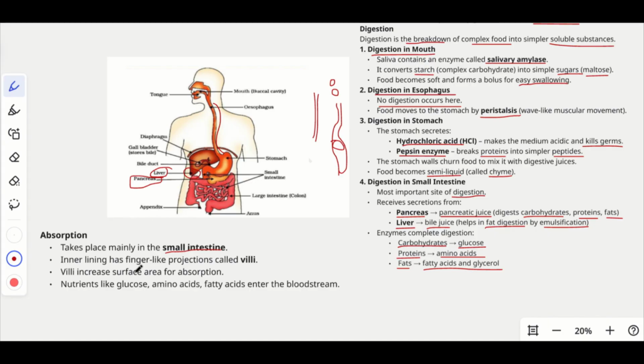And for that, we have an inner lining called the villi. The small intestine's inner lining has finger-like projections called villi. They help to increase the surface area of absorption. And the nutrients like glucose, amino acids, fatty acids, and all these will enter the bloodstream. Okay, so let's see the villi first.